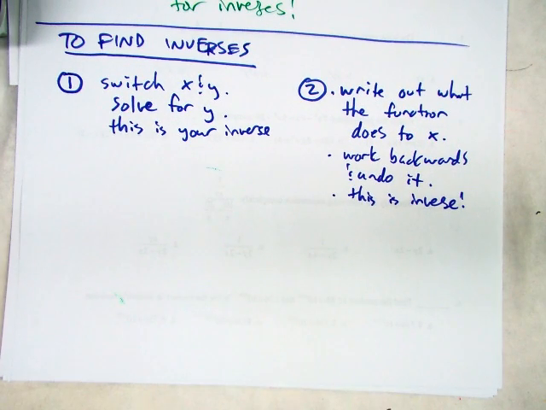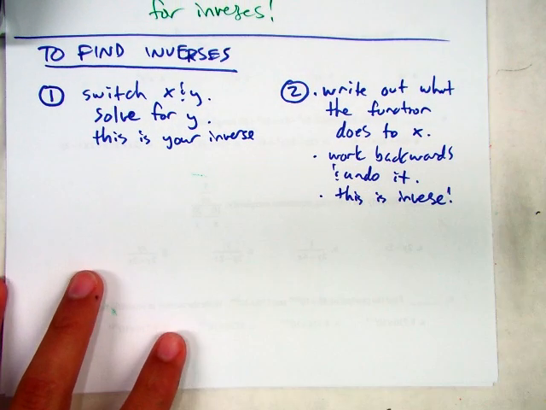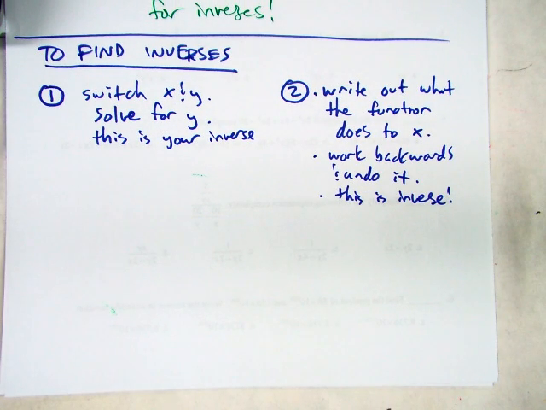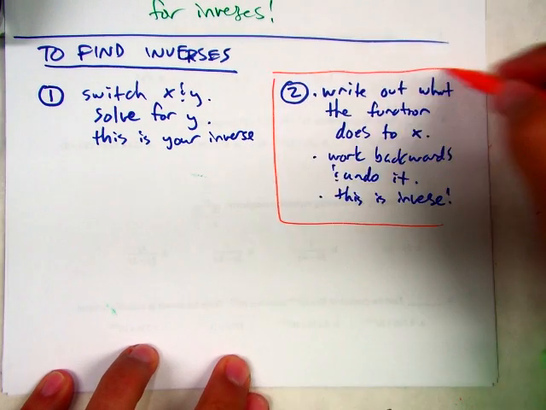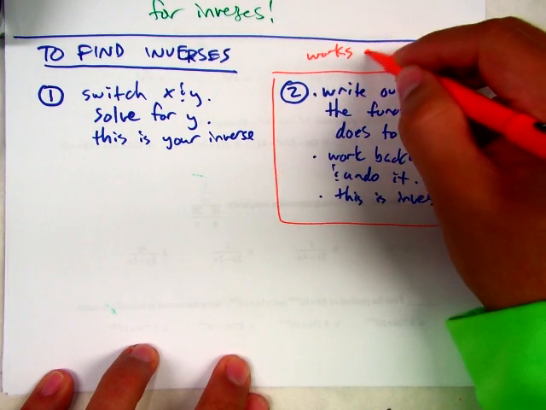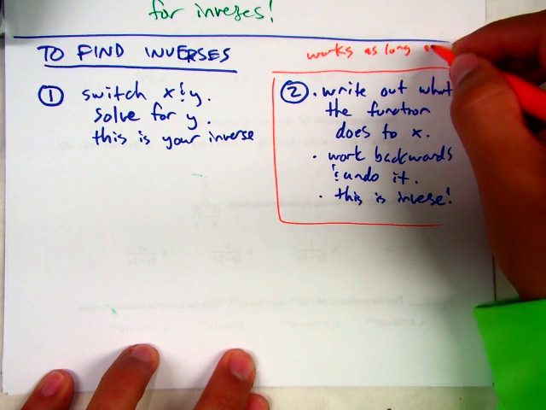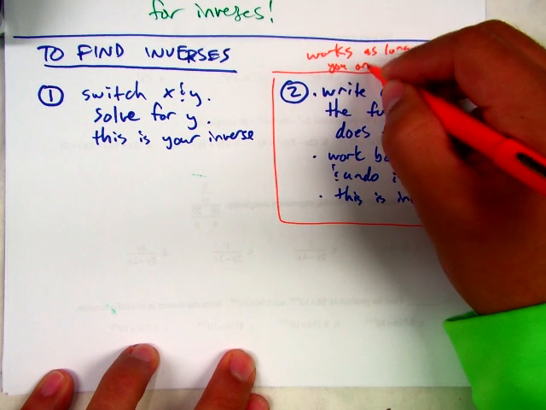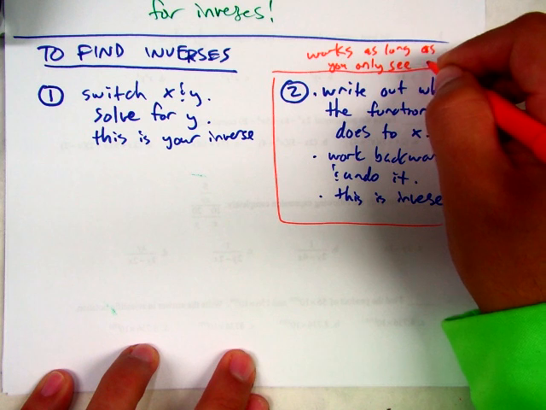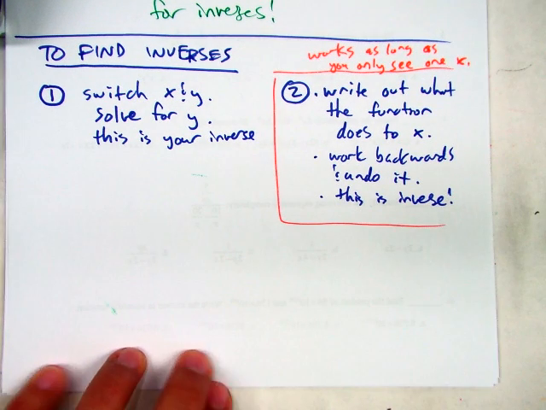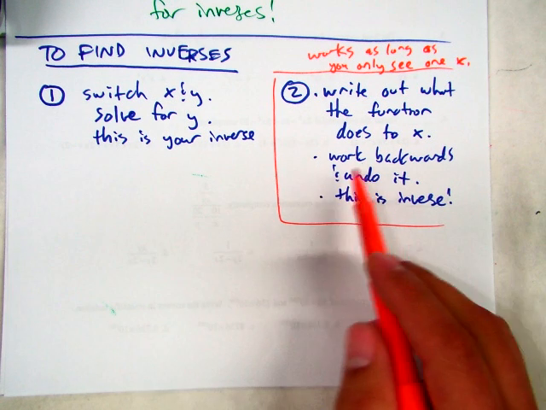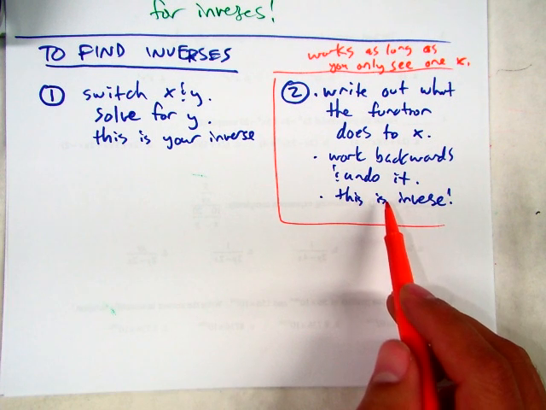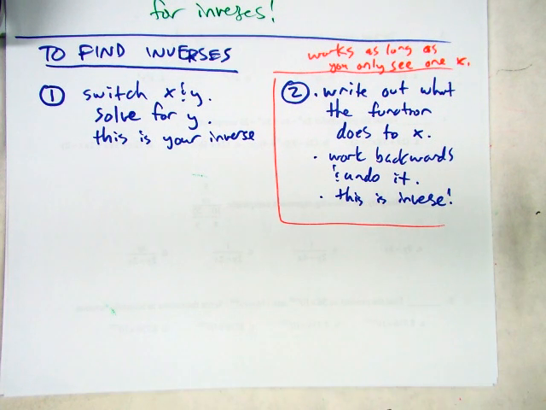Okay, so we'll do a very basic example here. I should clarify that this option works as long as you only see one x. So if you have an x squared, an x to the 4, and a bunch of x's everywhere, you're not going to do this option. But if it's just a single x with a bunch of other stuff going on, this option will always work.